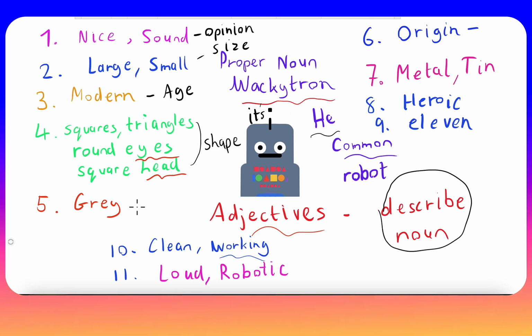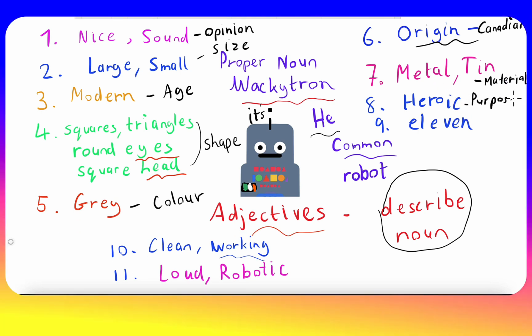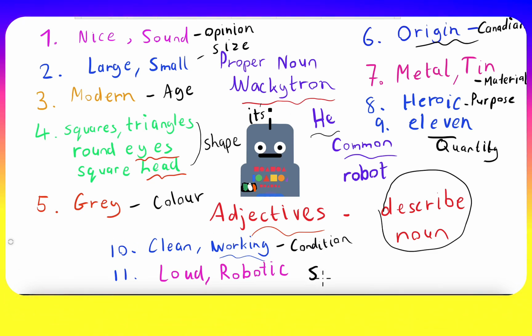Age, here we have shape, colour, origin, where he comes from. We could say he is Canadian, or we'll just say he's Irish. It's going to depend on where they come from. We have the material he's made out of. We're made of skin and bones, he's made out of metal. We have heroic, which is his purpose. He's supposed to be a hero. We have quantity, how much. Maybe how many eyes does he have? How many buttons? We have condition or quality, and we also have sound or texture.